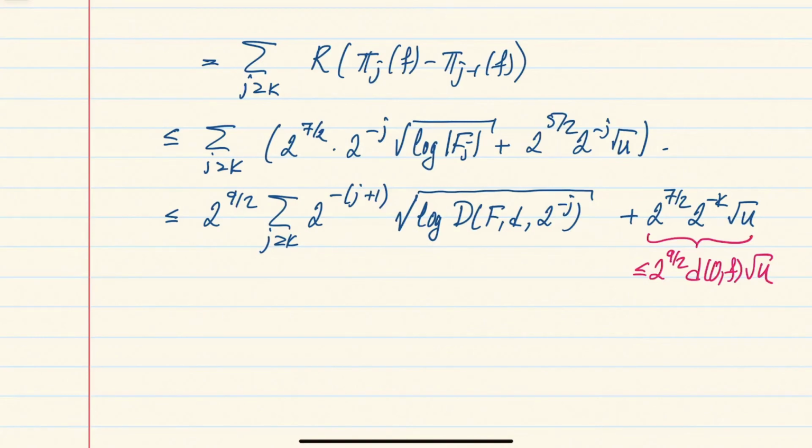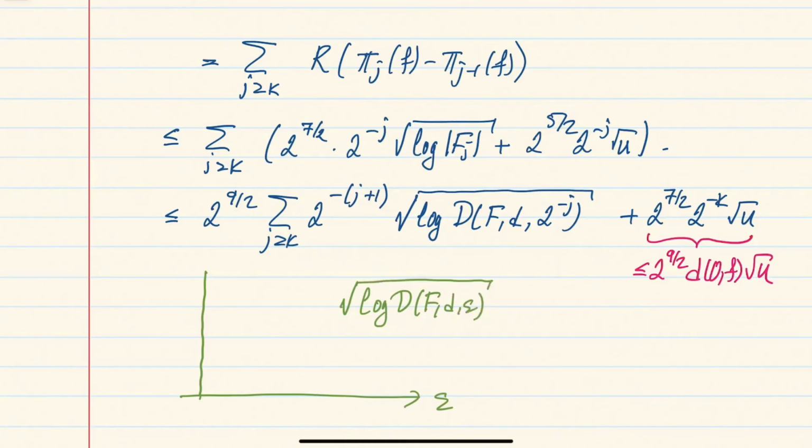And for the first term, we see that this is just an approximation of the Dudley entropy integral. Indeed, if you graph this function, the square root of the log of the packing number as a function of epsilon, then by the definition, this function is decreasing with epsilon. So it will look something like this.